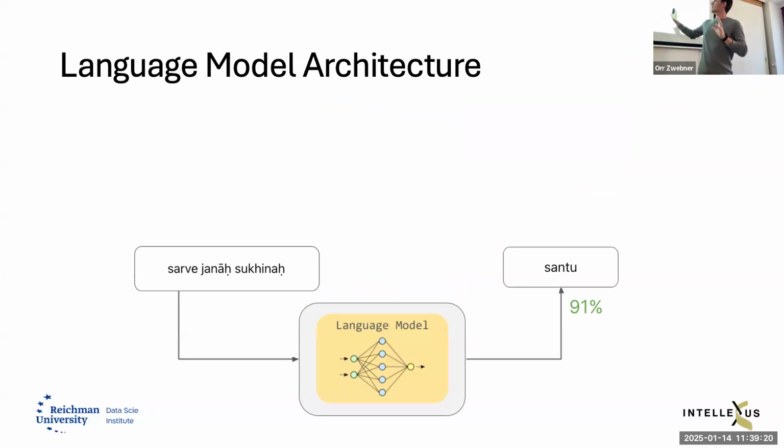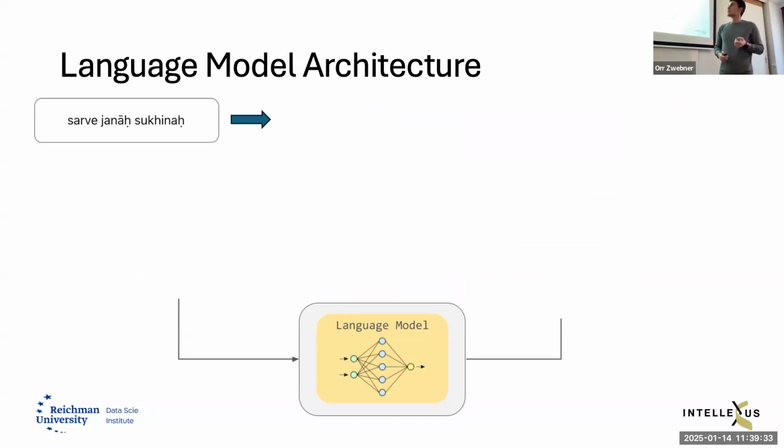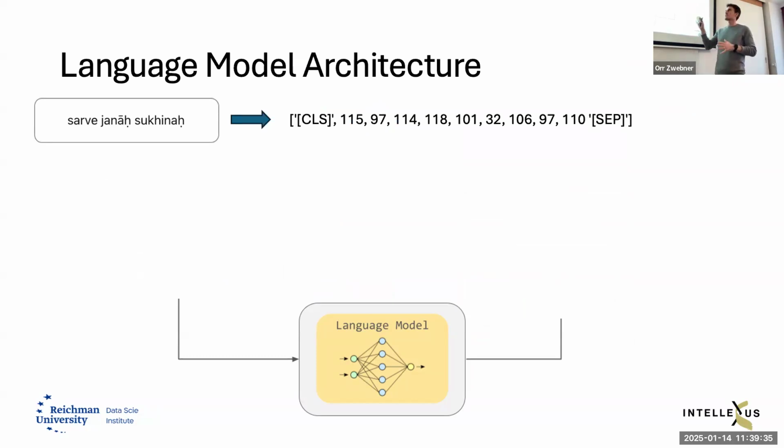So if that's the basic architecture, sentence, model, predicted word, we're going to break down the beginning part. If I have a sentence, the text is converted into a list of numbers, which looks like that. Don't worry, we're going to explain. This is what we're going to focus on in the rest of the lecture.